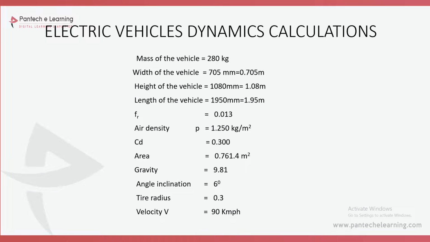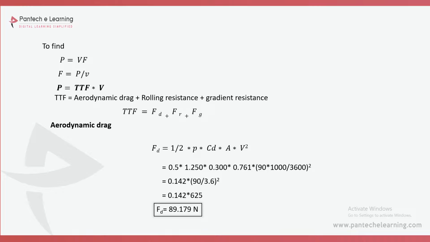Okay. So when the maximum speed is 90 km per hour, this is the data. From this data, I want to calculate how much power is required to move your vehicle from 0 to 90 km per hour.